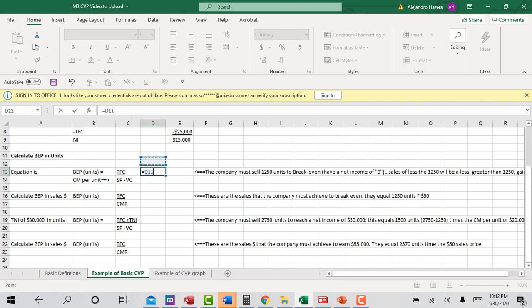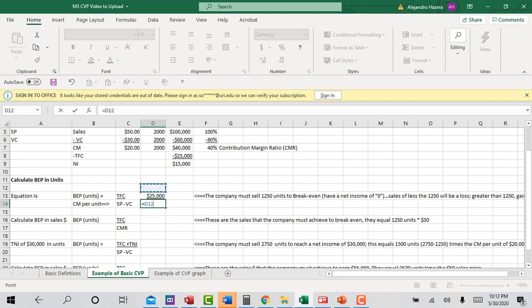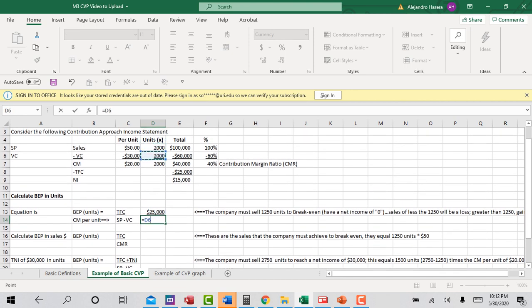Okay, so total fixed costs in this example, and I'm going to put a negative here. We don't want negative numbers in here. So I'm going to do equal to 25,000, equal to a negative 25,000. Okay, so there's your fixed costs. Our sales price per unit is $50.